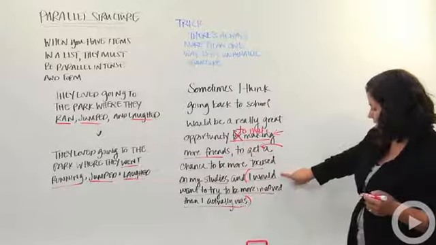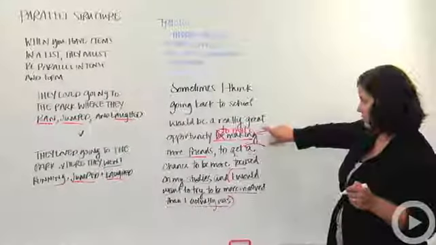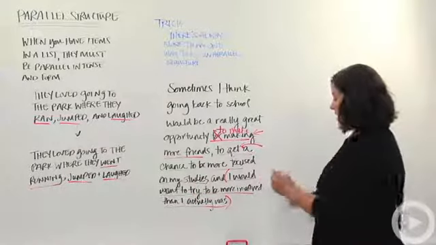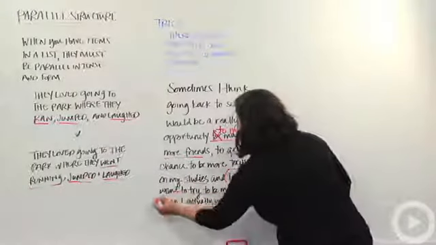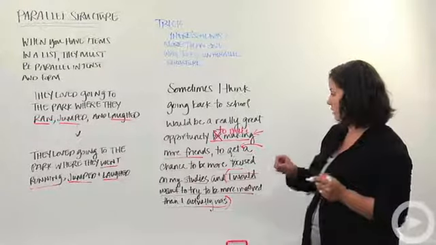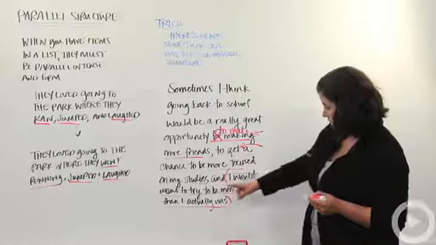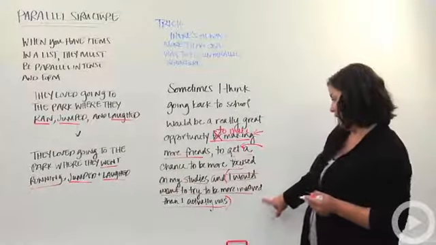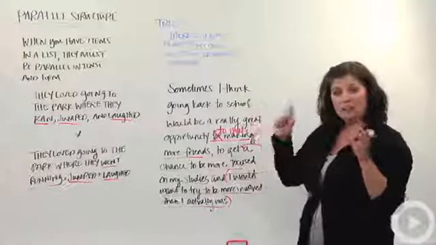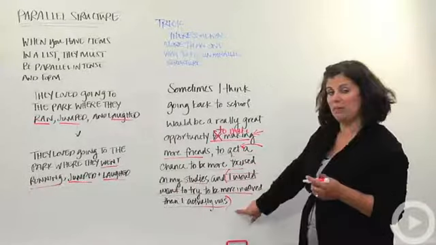Now let's look at here and see how we can make I would want to try to be more involved than I actually was to our infinitive form. And we already have to try here. So I can make this parallel by just getting rid of I would want to. And now I've got the sentence, sometimes I think going back to school would be a really great opportunity to make more friends, to get a chance to be more focused on my studies, and to try to be more involved than I actually was. So we took that really unparalleled sentence, and just by identifying the types of phrases that we had and then matching them up, we're able to make it parallel.